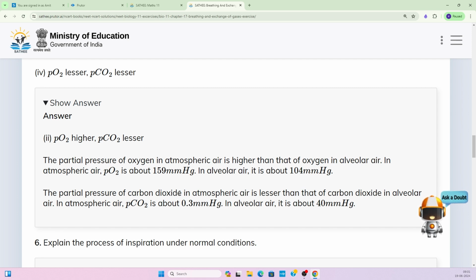The partial pressure of carbon dioxide in the atmosphere is lesser than that in the alveolar air. In the atmosphere it is around 0.3 mmHg, whereas in the alveolar region it is about 40 mmHg. So now you can compare the partial pressure of oxygen in the atmosphere and the alveolar region, and the partial pressure of carbon dioxide in the atmosphere and the alveolar region, right?